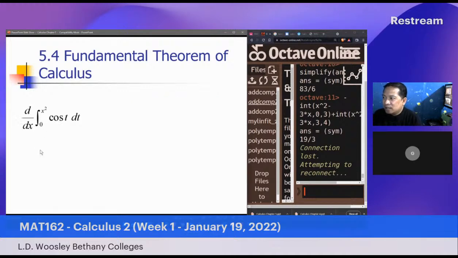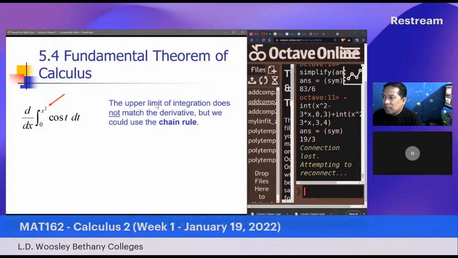Ito naman, the upper limit of integration does not match. Kasi yung upper limit ay x squared, pero yung derivative, yung differentiable variable ay x, so hindi siya. But we could use the chain rule. Anong ibig sabihin ng chain rule?